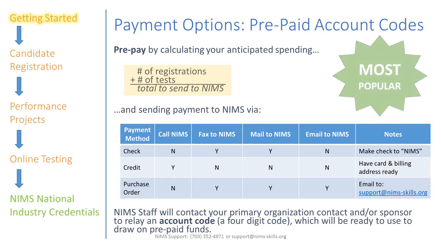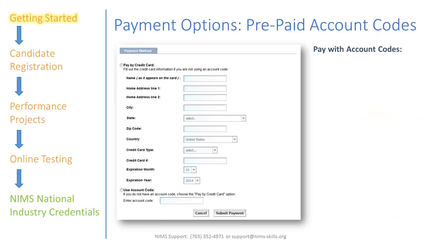Regardless of how payment is made, once received, NIMS staff will put the funds onto an account code. That code can be used to provide payment when the NIMS Online Testing Center requests it. Here's an example. When payment is requested, a payment method page will open and the account code can be entered at the bottom below the credit card form.